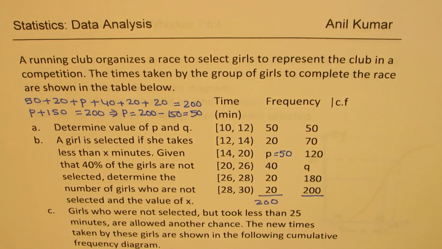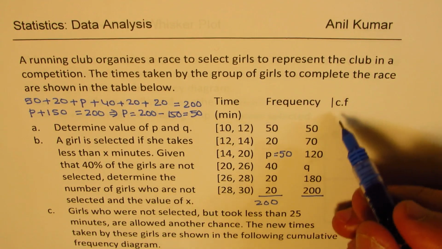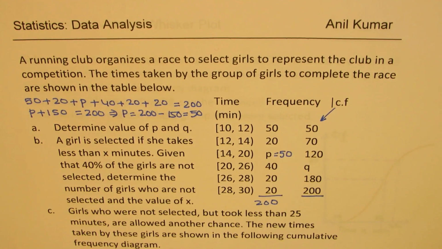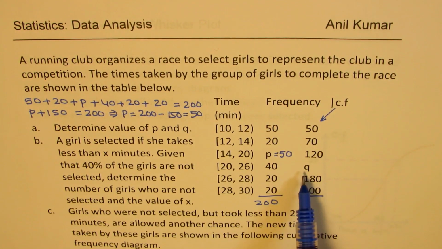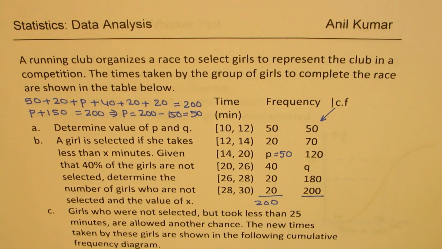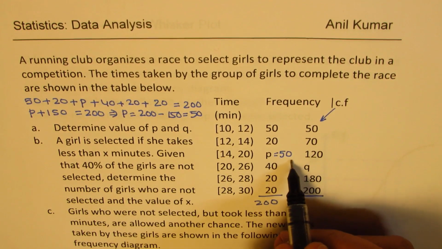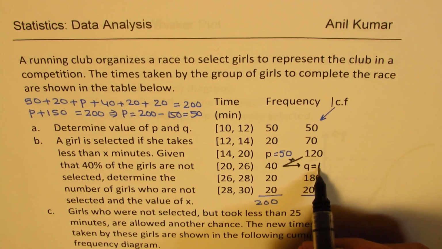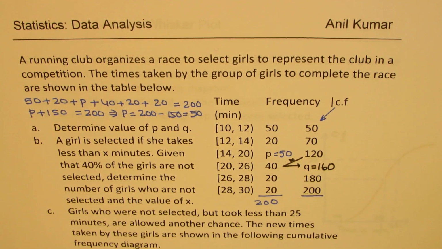Correct. Now here, this is the cumulative frequency graph points, right? So what should be the value of Q? Well, to get the value of Q, we have to just add 40, right? So we get 120 plus 40, which is 160. So Q is 160 for us.